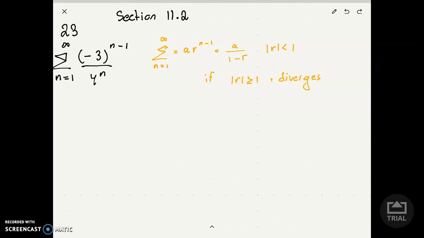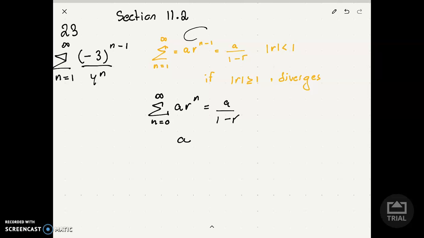And then this is the version where we're starting at n equals 1, and you can see that it has n minus 1 in the exponent. But you could also write it like this, equivalently, n equals 0 to infinity, a r to the n equals a over 1 minus r, with the same conditions on r. And basically it's the exact same thing, because if you look at n equals 0, the first term is just going to be a.